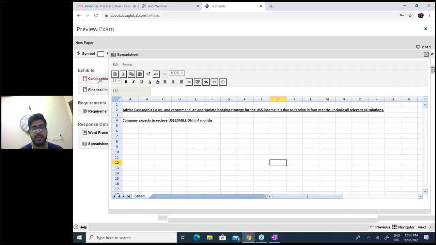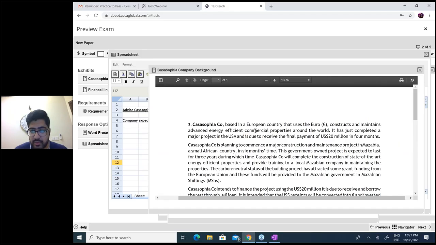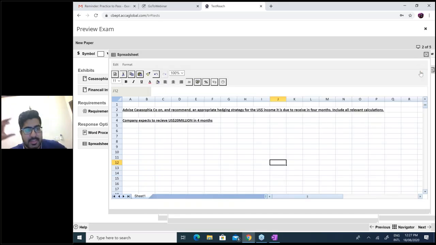You can verify. Casa Sofia, based in a European country that uses euro, constructs and maintains advanced energy efficient commercial properties around the world, has just completed a major project in USA and is due to receive final payment of $20 million in 4 months. So that's what the question asks. Advise Casa Sofia and recommend an appropriate hedging strategy for the US dollar income it is due to receive in 4 months.